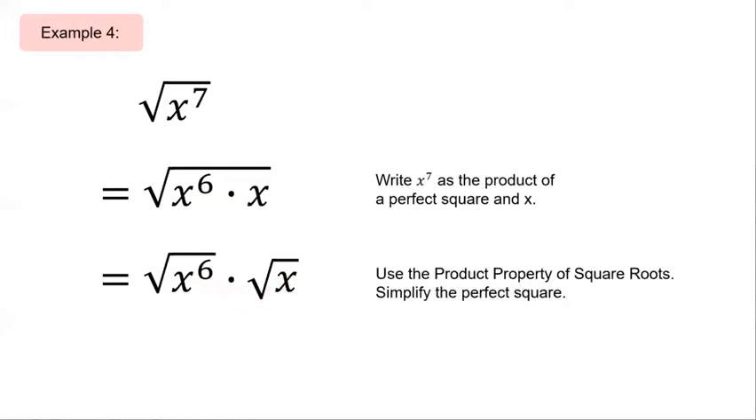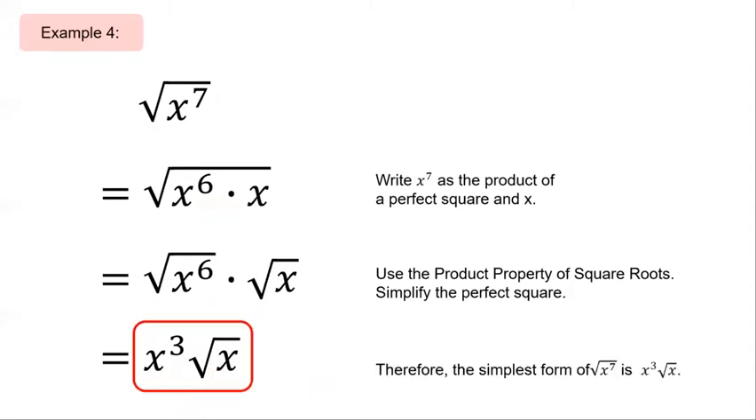Then, use the product property of square roots. Simplify the perfect square. So, ito yung ating perfect square. Kaya, ang next line natin ay square root of x to the 6th power is x cubed. And then, copy lang natin yung square root of x. Therefore, the simplest form of the square root of x to the 7th is x cubed square root of x, or x cubed times the square root of x.